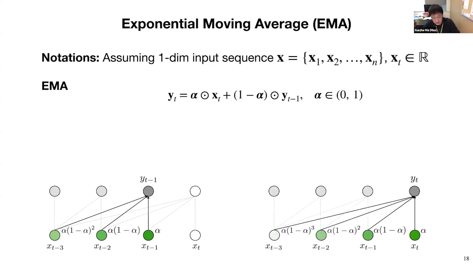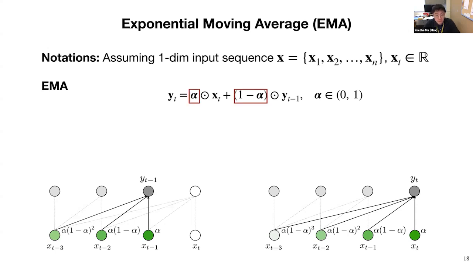And here is the figure to illustrate the mechanism. We can see that at time step t, the hidden state yt is just the weighted sum of all the previous inputs till time step t. And at different time steps, the inputs have different weights, and the weights decay exponentially over time.